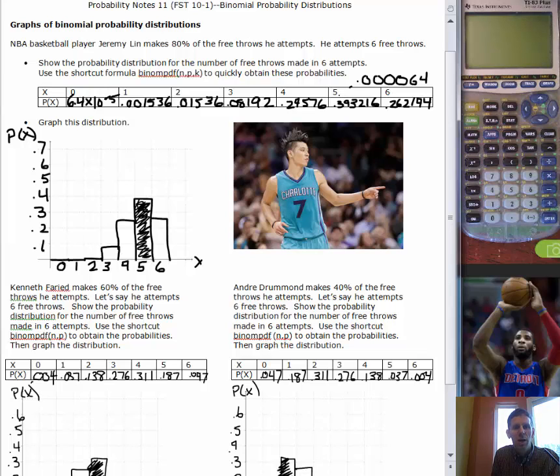And that wraps up your probability notes for today on binomial probability distributions.